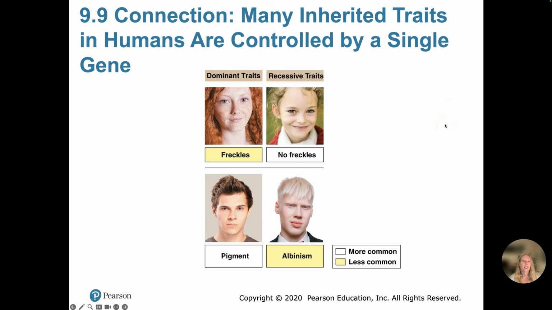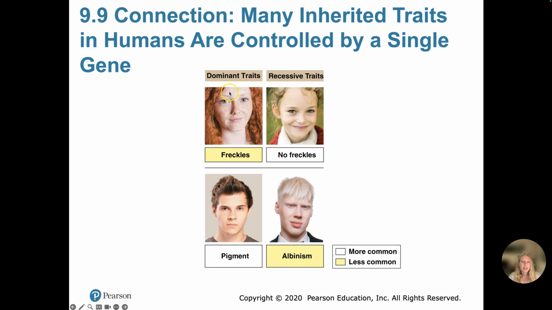Many inherited traits in humans are controlled by a single gene. That widow's peak or straight hairline that we just saw is an example of this. So are the occurrence of freckles, or the occurrence of pigment in your skin and hair versus albinism. This image just goes to demonstrate that recessive traits are not always less common in the population. I think that's sometimes a misconception.